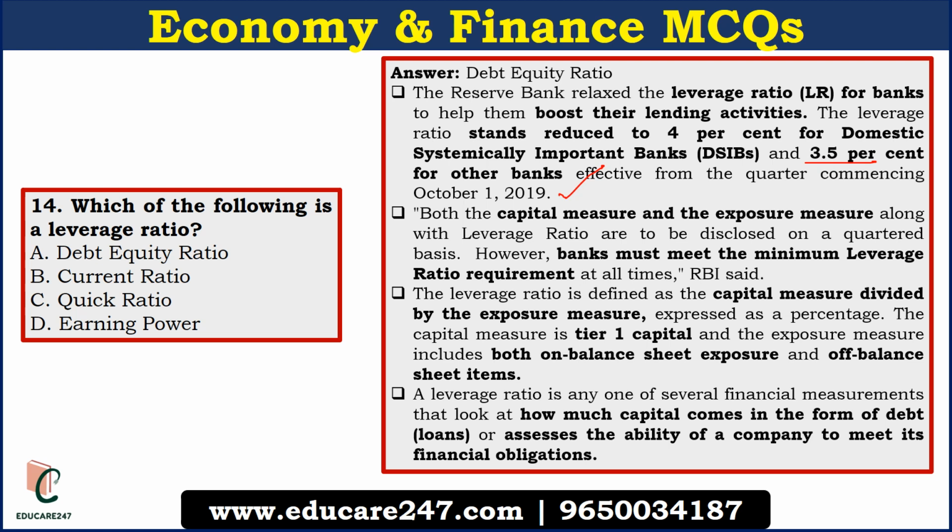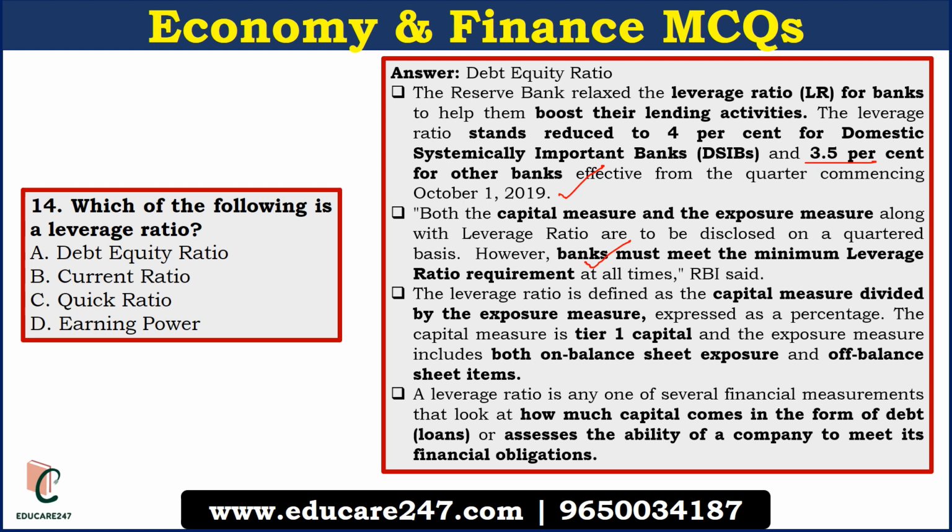Basically, banks have to disclose capital measures, exposure measures along with leverage ratio on a quarterly basis, but they have to meet the minimum leverage ratio requirement all the time. It's not that they have to meet it on a quarterly basis. They have to meet it all the time, but they have to disclose the number on a quarterly basis.